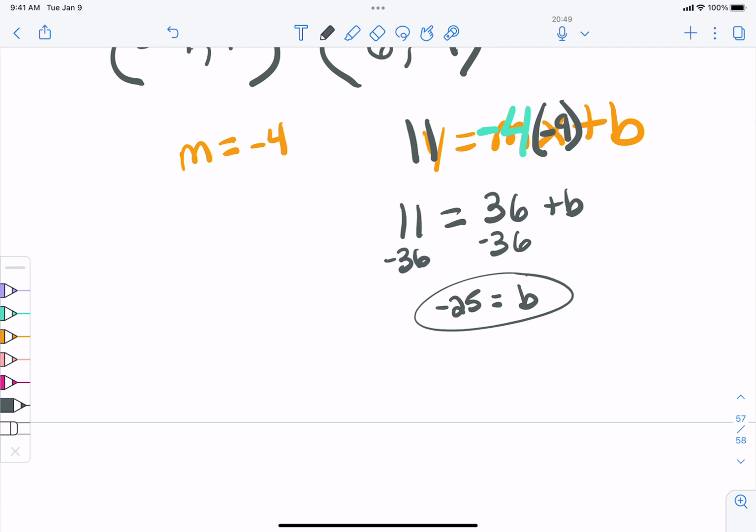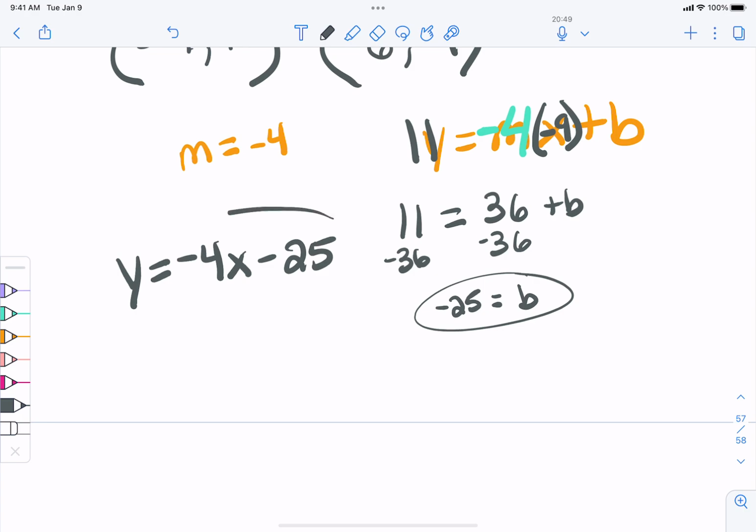Okay. All right. So hold on. We're not done yet. Just wait a second. How do I write my final answer? Y equals X minus 25. Minus 4, it's plus. That's the negative. Okay, there we go.